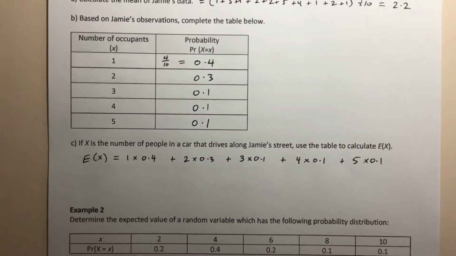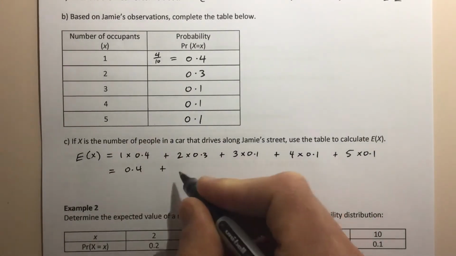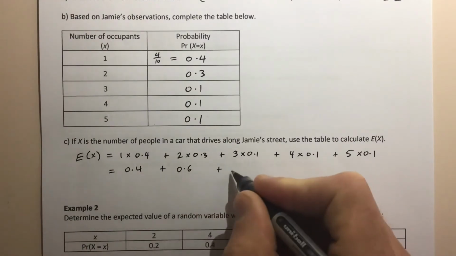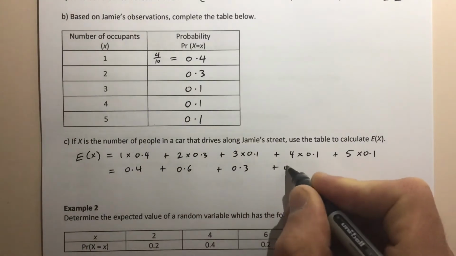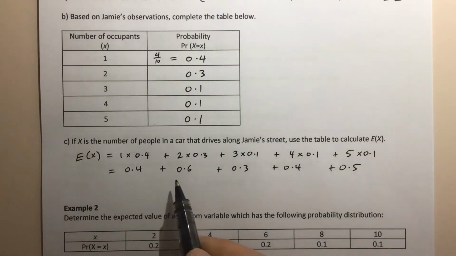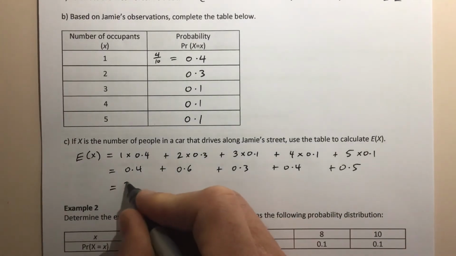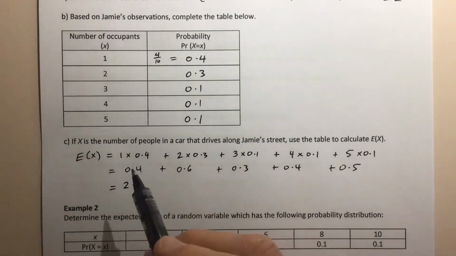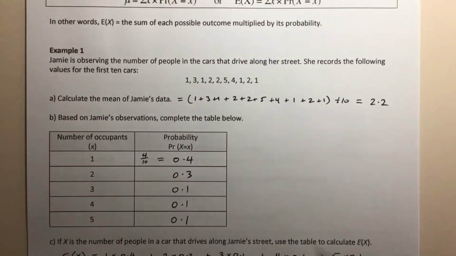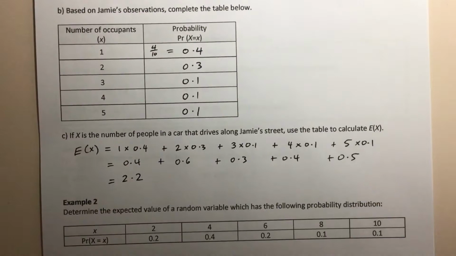And so, well, what do we get from that? We get 0.4 plus 0.6 plus 0.3 plus 0.4 plus 0.5. So 0.4 plus 0.6, well that's 1, 1.3, 1.7, 2.2. All right, so you can see that this alternative method of calculating the mean from the probabilities, as opposed to just from the original numbers, has given us the same value, right? We got 2.2 as our mean or expected value.